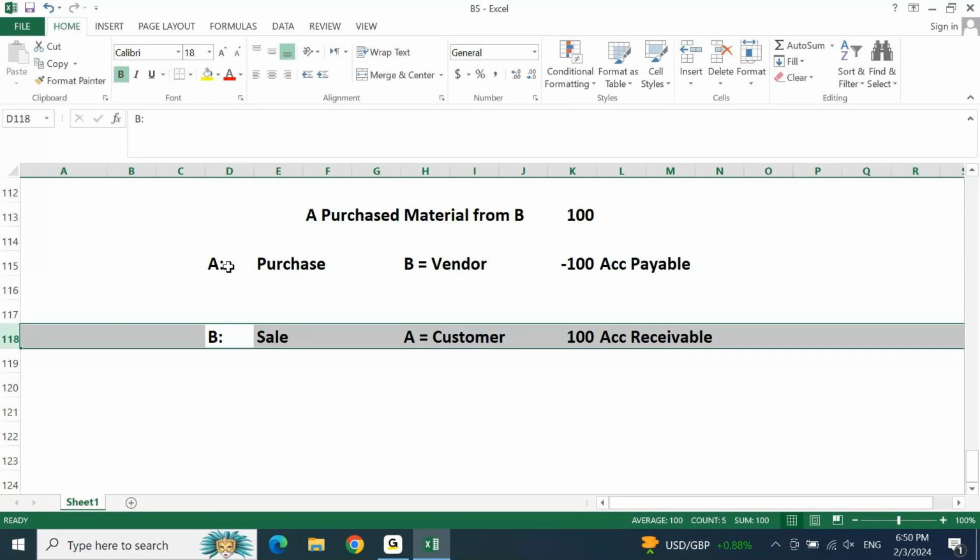See the same transaction, understand the impact of it in your accounting from the vendor perspective. From the same transaction, understand the impact of it from the customer point of view. If you are able to differentiate between customer, how they are accounting it, vendor, how they are accounting it for the same transaction, there is no point you will get confused between AP and AR. Now these are the basic fundamentals of your AP, basic fundamentals of your AR.